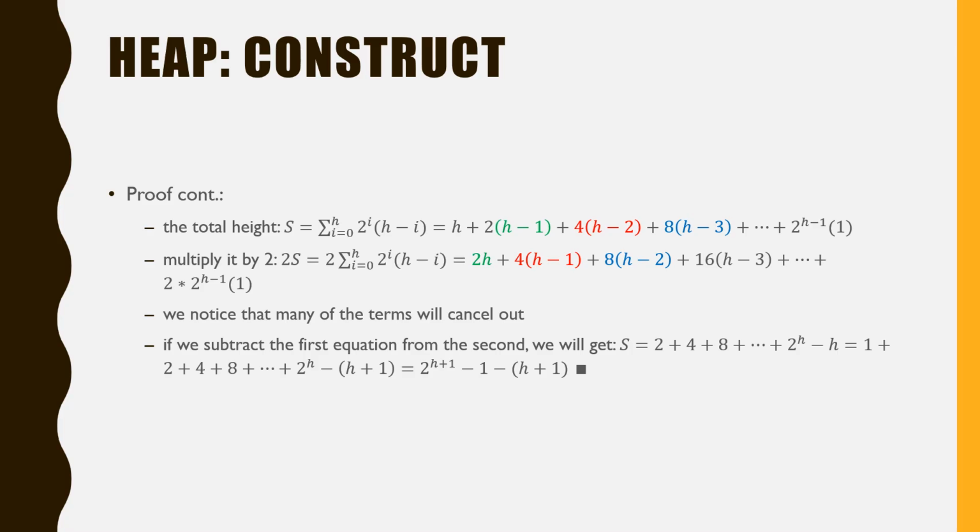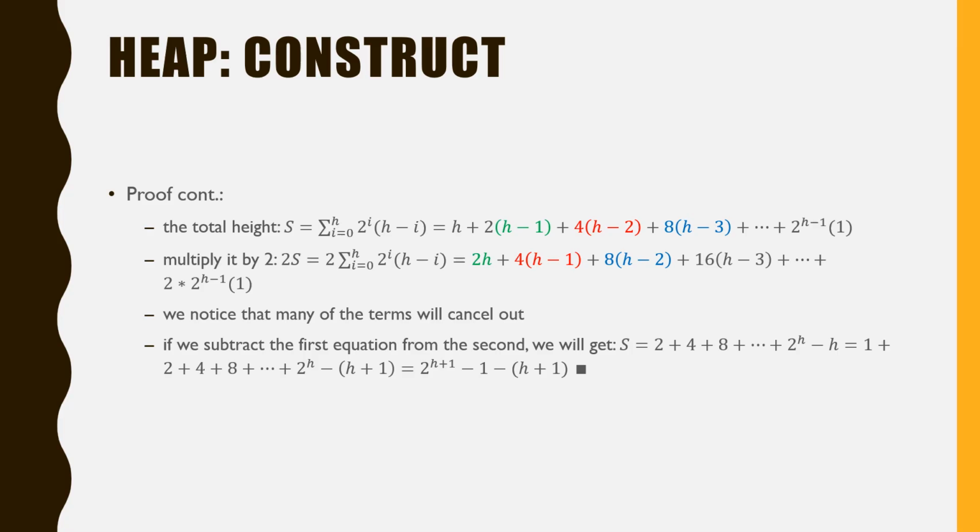Essentially, the total heights of nodes in a layer can be computed as the total number of nodes in that layer multiplied by the height of that layer. As a result, the sum S equals h plus 2 times h minus 1 plus 4 times h minus 2, all the way through 2 to the power of h minus 1 times 1. The first term of the formula, h, corresponds to the single root node, which has a height of h. The second term of the sum, 2 times h minus 1, accounts for the two nodes at the second level, each with a height of h minus 1.